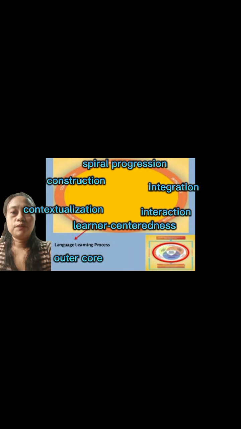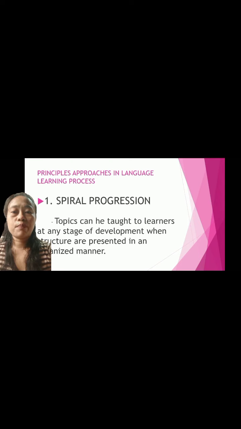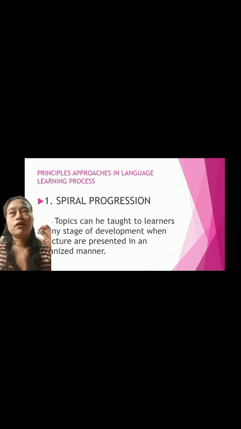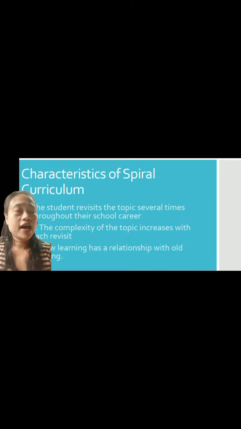Spiral progression is based on the work of Jerome Bruner on the spiral curriculum, following the hypothesis that even complex topics can be taught to learners at any stage of development when structures are presented in an organized manner. This spiral curriculum has three characteristics.